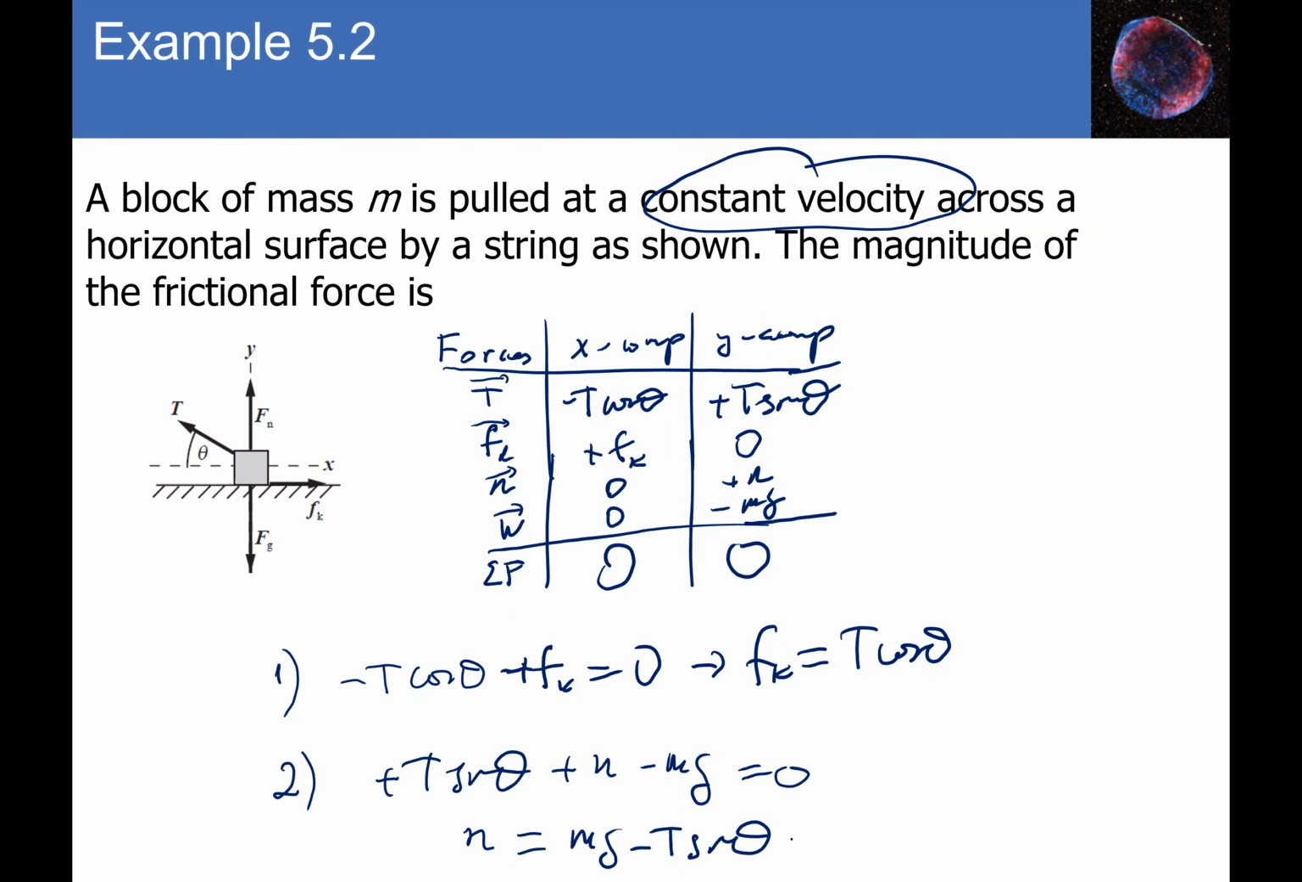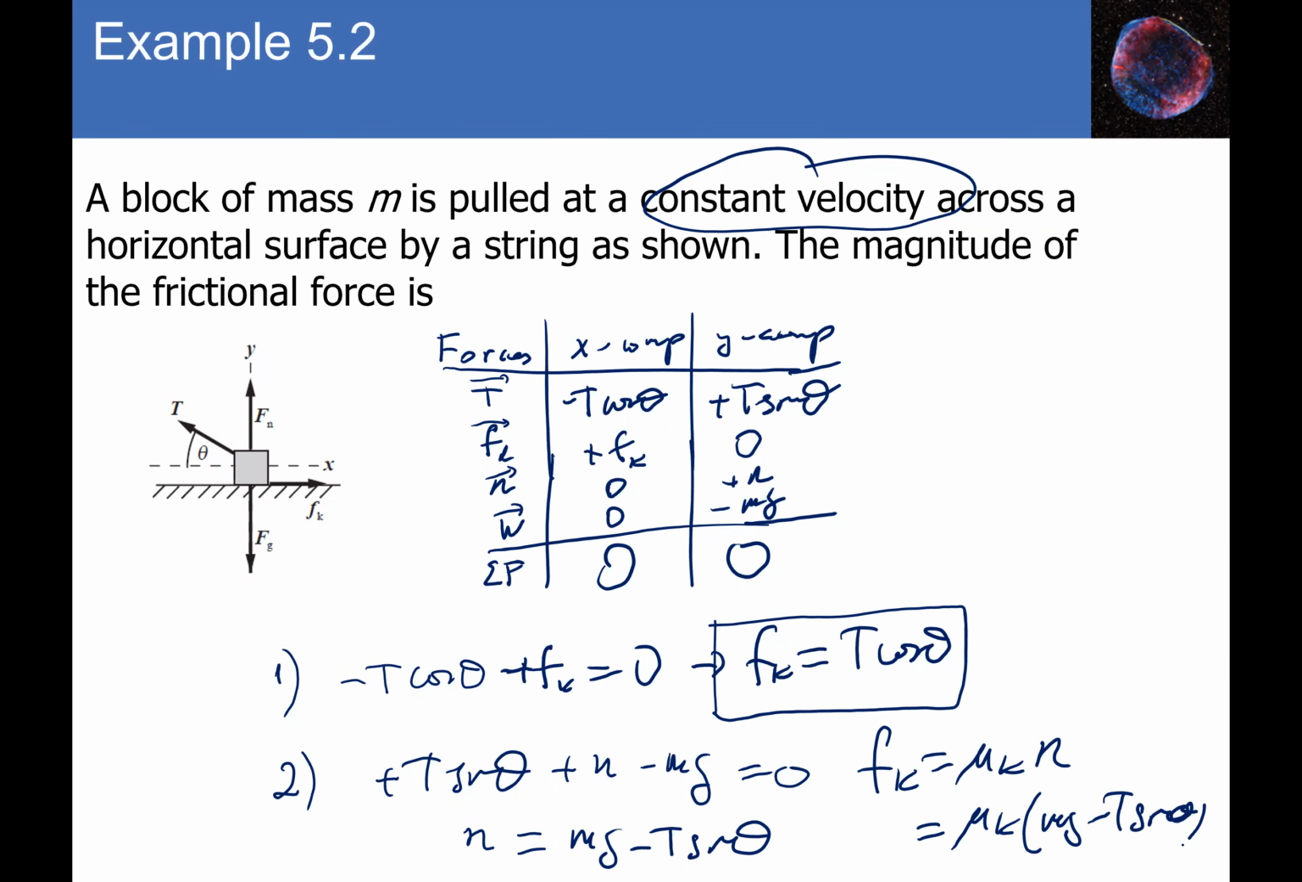So those are the things I can do from here, because I have one way to look at what F of K is. Another way, F of K would be mu k times normal force. And basically, this is then mu k times mg minus T sine theta. So there are 2 ways we could look at F of K.